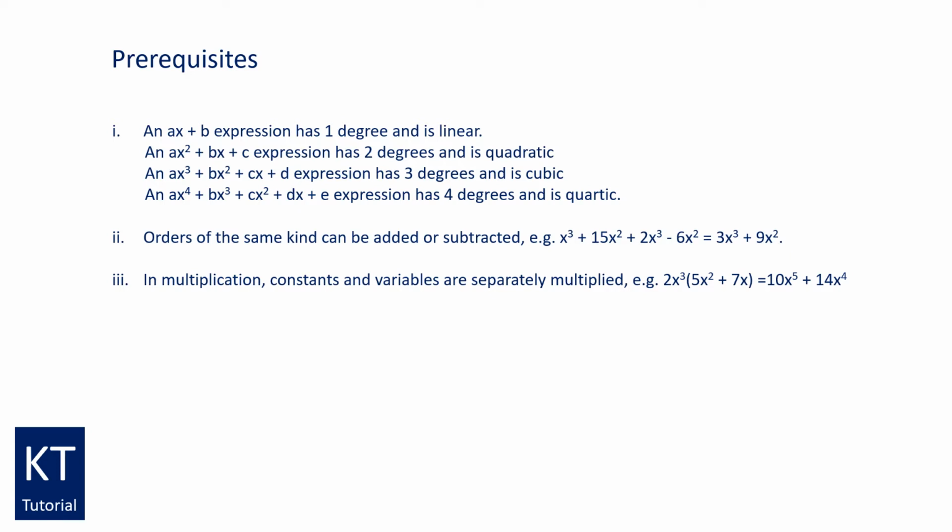An ax plus b expression has 1 degree and is linear. In the case of ax squared plus bx plus c, it has 2 degrees and is quadratic. When the x components become a cubic, it has 3 degrees and is also known as cubic. And finally, when the ax to the power of 4 component is available, it is 4 degrees and is quartic.